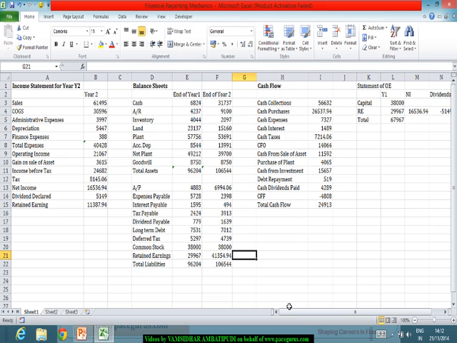The difference in the retained earnings at the end of year 2 minus year 1 should match exactly with the retained earnings coming from the income statement. Though the retained earnings will not be shown in the income statement, simply the difference between the net income and the dividend declared should exactly match the difference between these two. So that is one key relationship that we see between the balance sheet and the income statement.